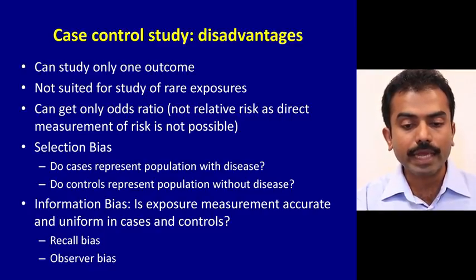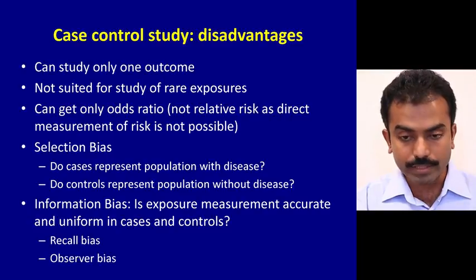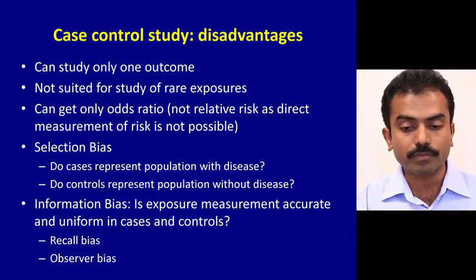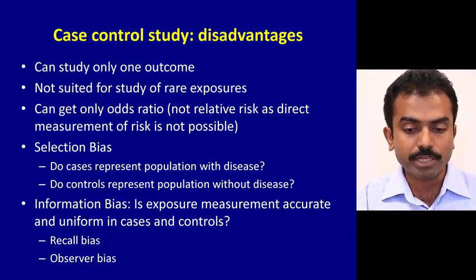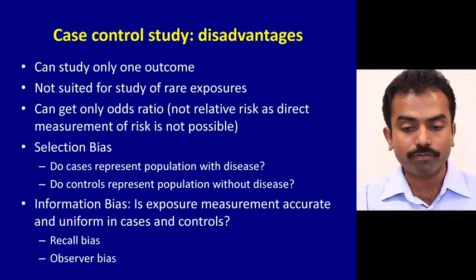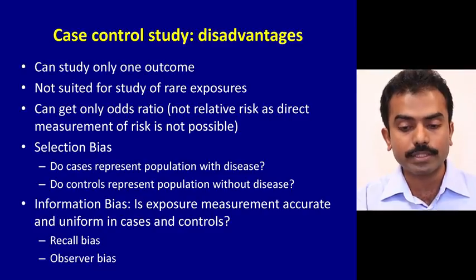Number three, you can get only odds ratio as a measure of effect in a case control study. So you cannot get a direct relative risk, because measurement of incidence or risk is not possible in a case control study. So you get an odds ratio, and in instances of rare outcomes, odds ratio is a good approximation of relative risk.